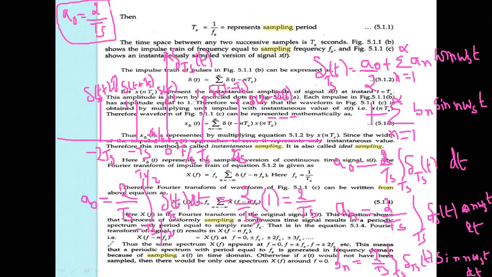Then an is equal to. How can you find an? An is equal to, what is the formula? 2 by Ts, integral from minus Ts by 2 to Ts by 2 of delta Ts of t cos n omega s t dt.